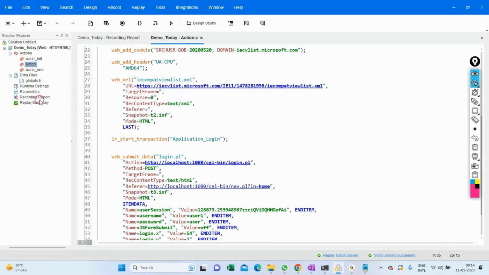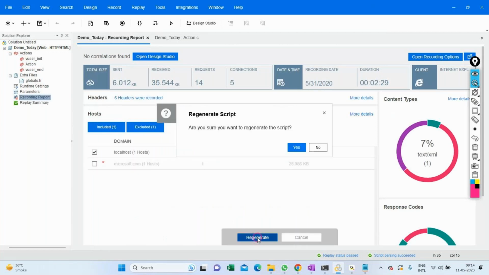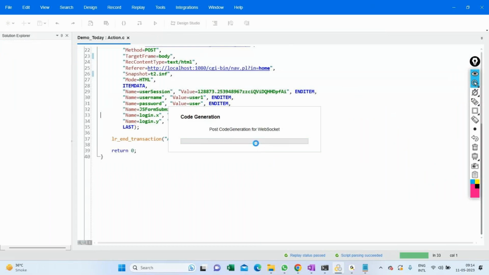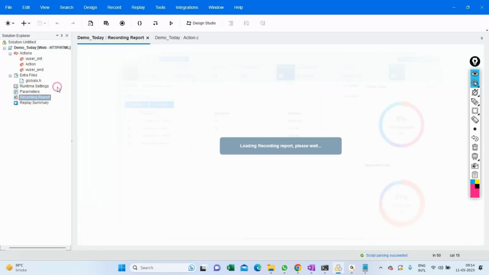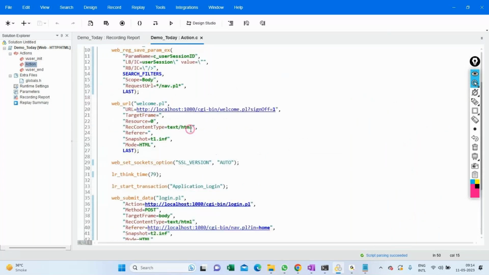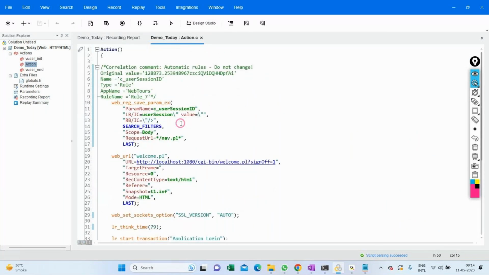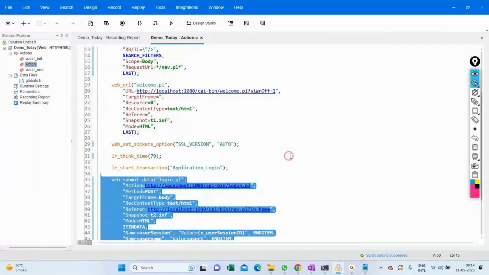Now, if you go to the recording report and uncheck that, and click on regenerate the script. Are you sure you want to regenerate? Yes. Now what will happen? It will regenerate the script with the latest options. It will exclude the Microsoft.com domain request. So now the script is regenerated. Now you go to action. There you see, you won't have any Microsoft.com. Do you see any Microsoft.com? No. This is our request. That means all the unnecessary requests are gone.